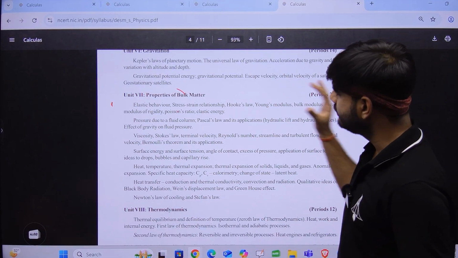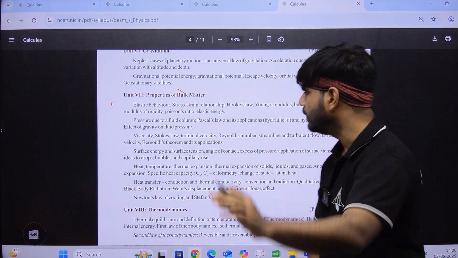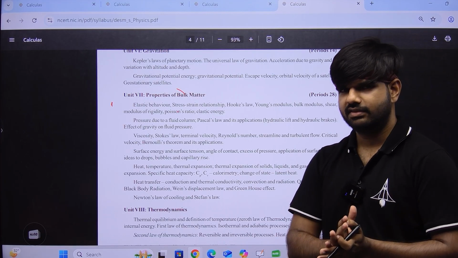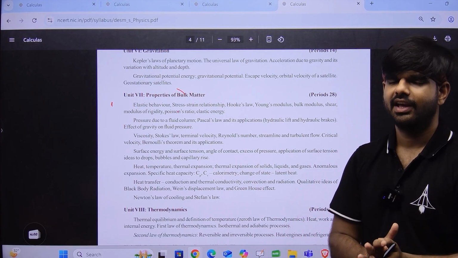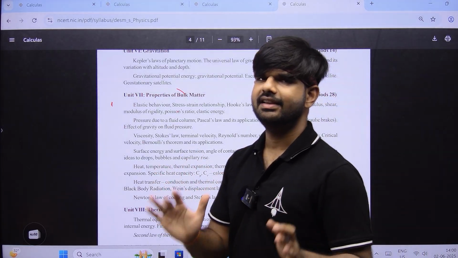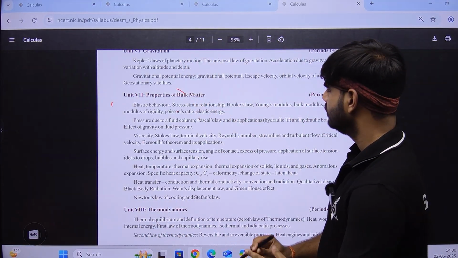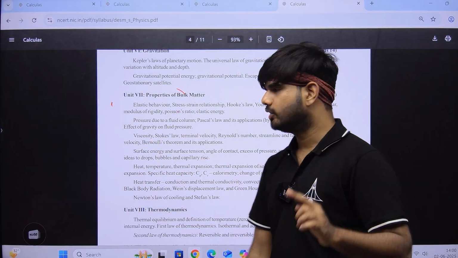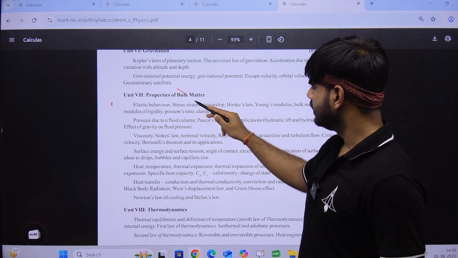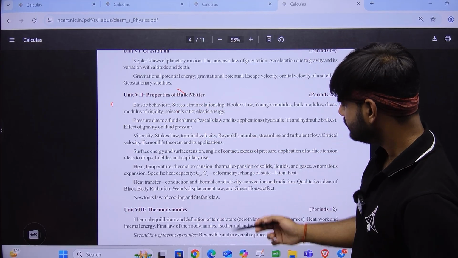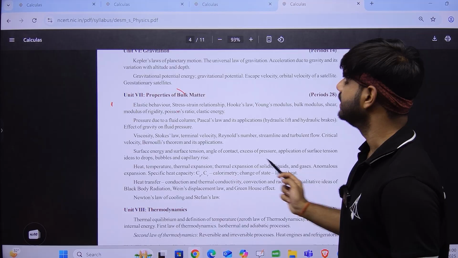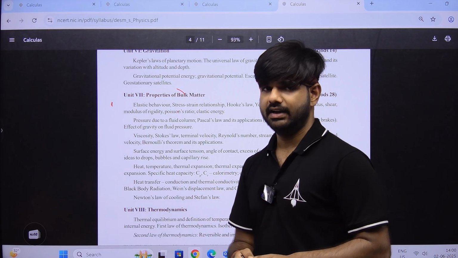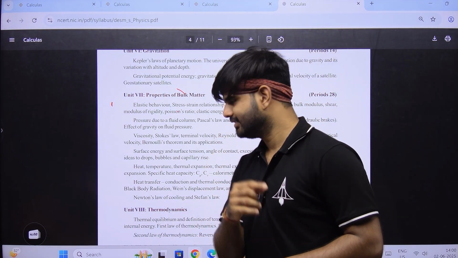And properties of matter, very, very, very, very important. From this whole unit, 2 to 3 questions can be asked. Okay, and 1 to 2 will be pretty easy if you get lucky, right? So fluids can contribute 1 question, elastic behavior can contribute 1 question, and heat, the whole section of heat, including expansion, conduction, cooling, Stefan's law, that can give you one question.